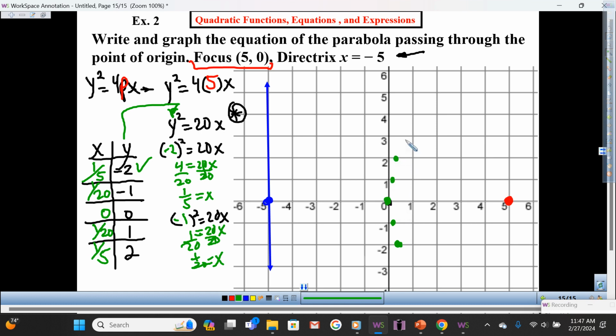Hold on before you leave. Question, is the parabola opening towards the focus? Yes. So the only difference between the x squared and the y squared, for the y squared on the table, make sure you have values for y to substitute.